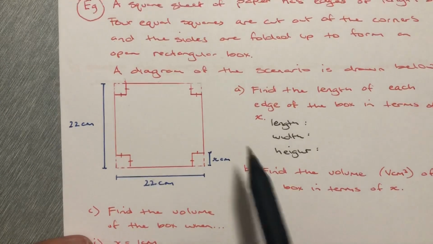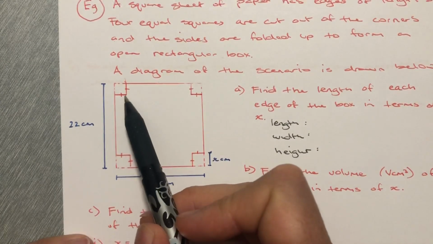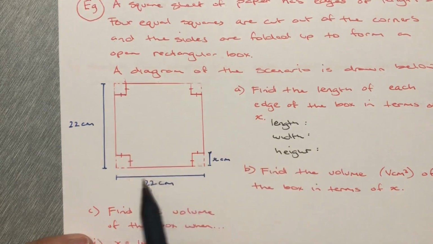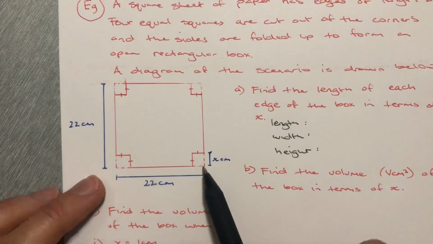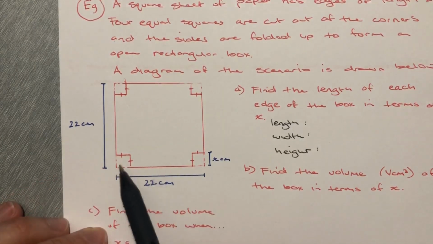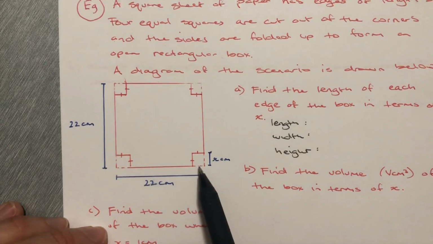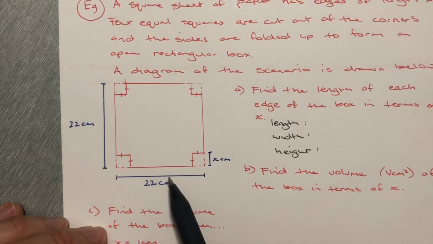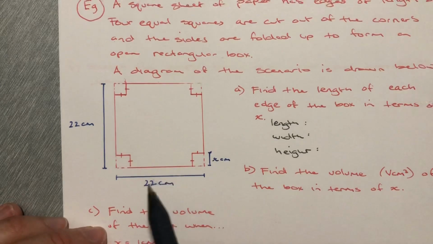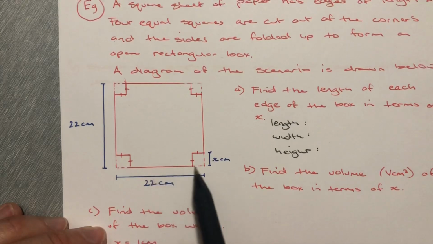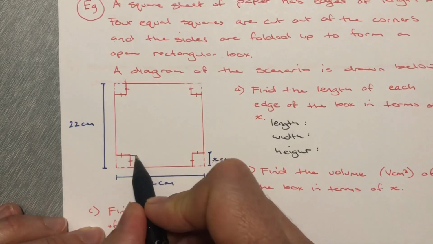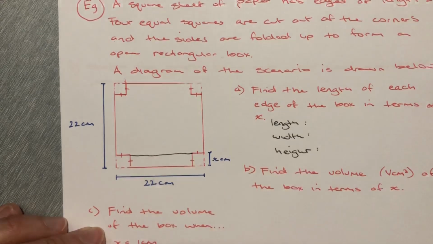Alright, now once it's folded up, what hopefully you realize is that we don't have that full 22 centimeters. If this x is folded up, and that x is folded up as well, we miss those parts in our length, don't we? So instead of being that whole way across there, it's only going to be where my black line is. So it's only going to be that bit there.